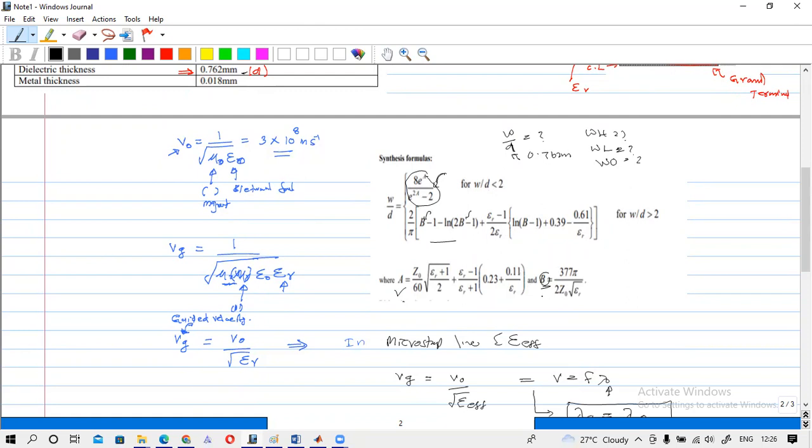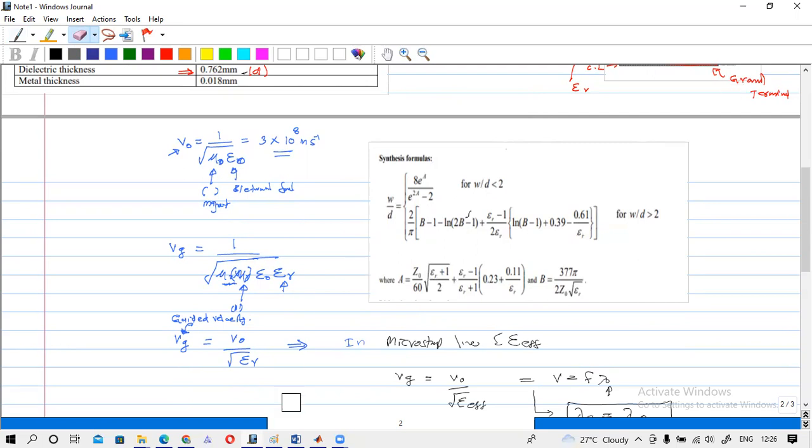Okay, so you have to calculate the B and substitute the B value here, and you have to calculate the W/D ratio. Once you calculate the W/D ratio, you know the D value, then you can calculate the W. So you can use this synthesis formula like that.